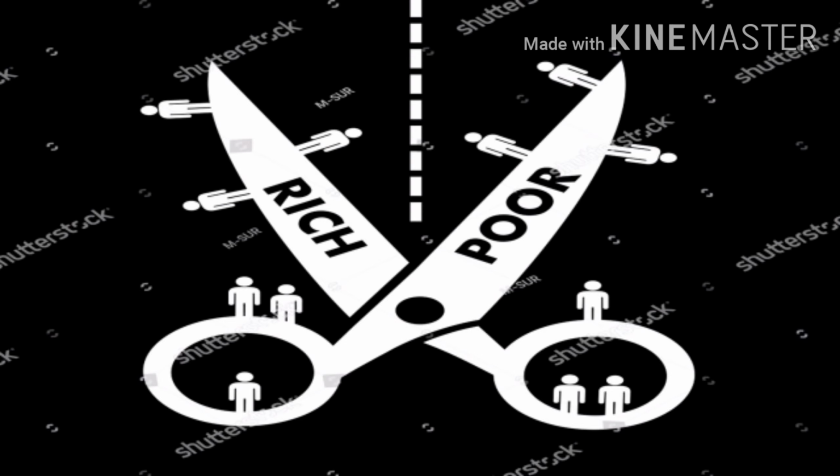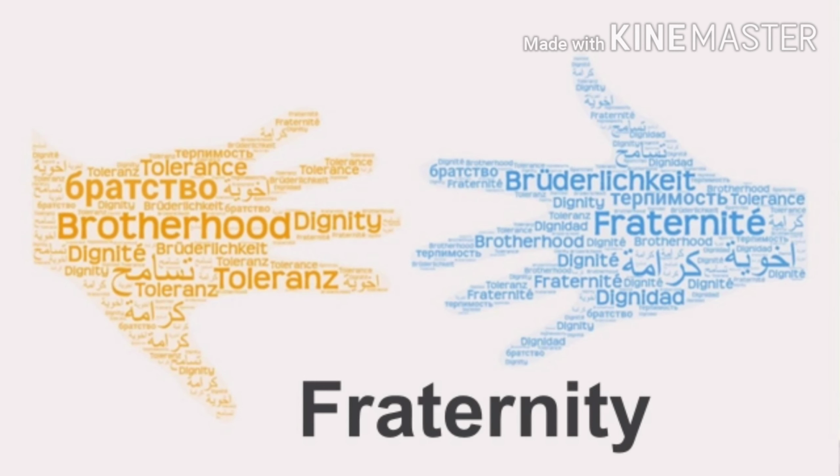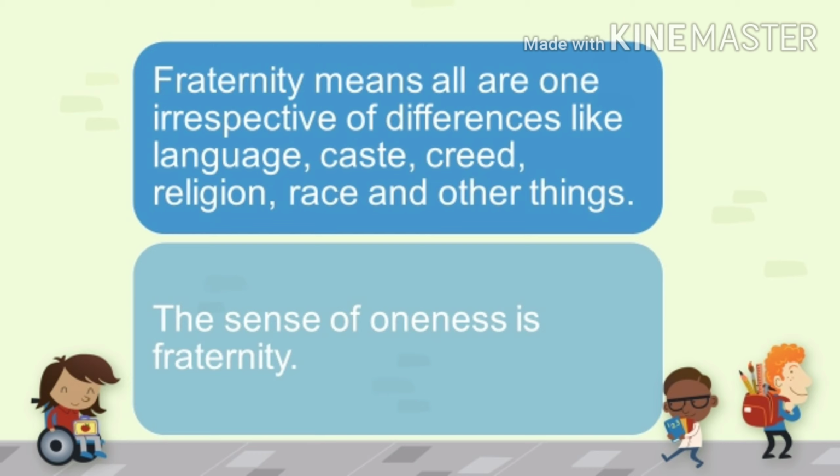The third fundamental principle of democracy is fraternity. Fraternity means all are one, irrespective of differences like language, caste, creed, religion, race, and other things. The sense of oneness is fraternity. The main aim of democracy is that everyone should be together.